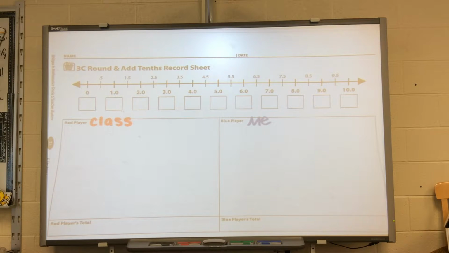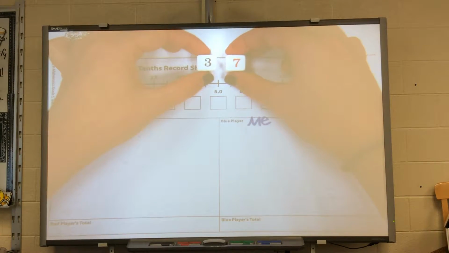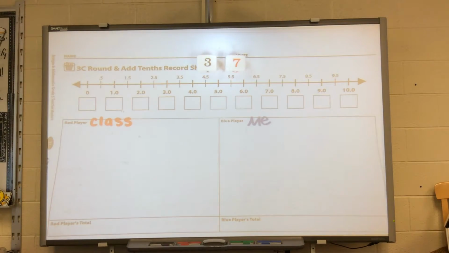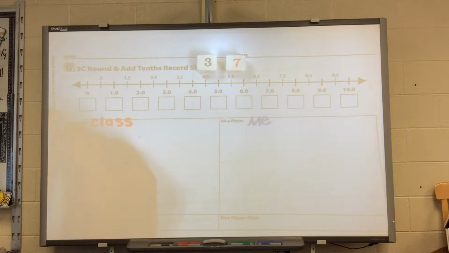Giuseppe got a 3 and a 7. So we need to decide first which one is going to be our whole number and which one is going to be our decimal. Which one? Giuseppe, you want 3 as your whole number or 7? 7. Okay.